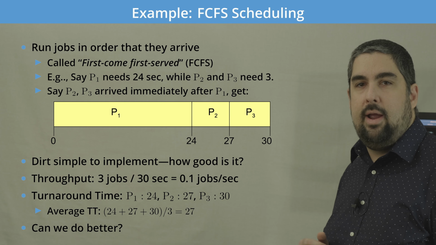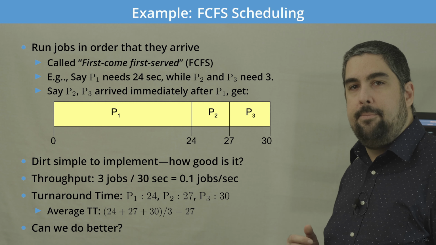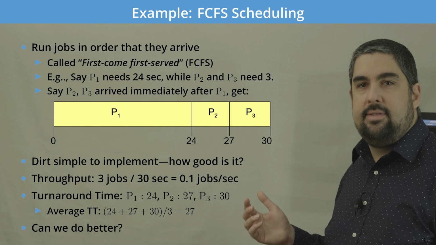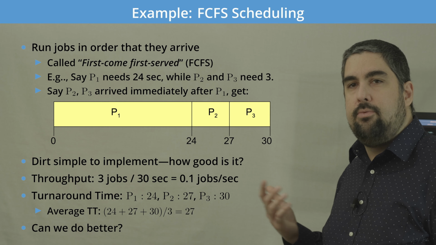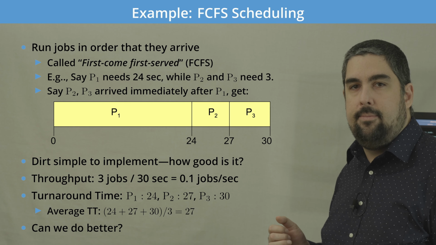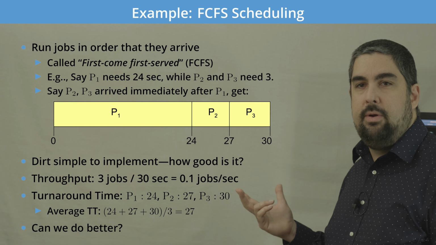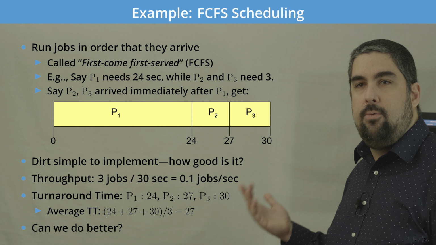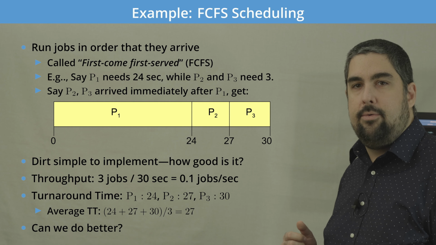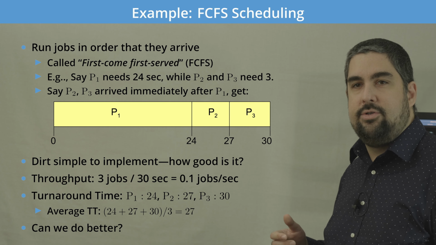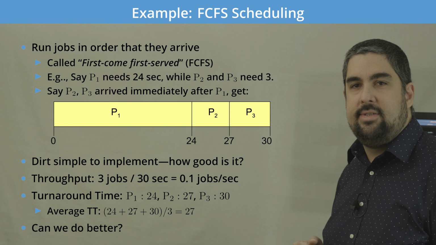So let's look at these parameters that we looked at in the last slide. The throughput. Well, in 30 seconds, I'm going to complete 3 jobs. So it's roughly 0.1 jobs per second. And the turnaround time. So we have these 3 processes. They completed at 24, 27, and 30-second boundaries. The average turnaround time is the average of those 3, which is going to be 27 seconds.